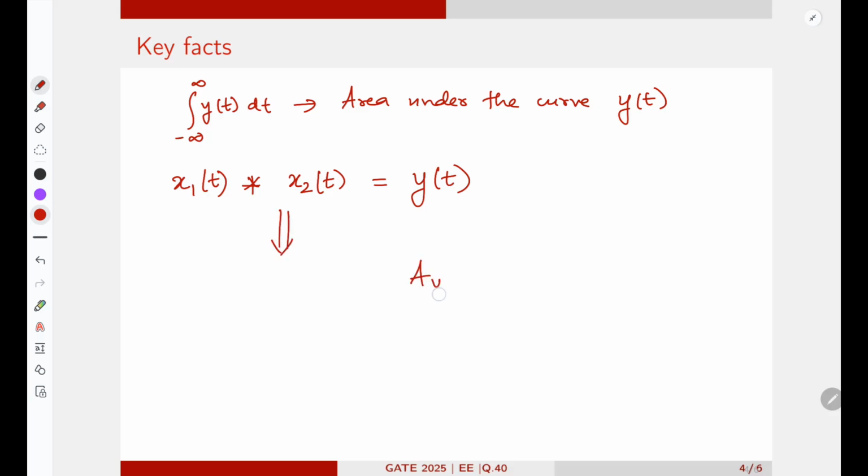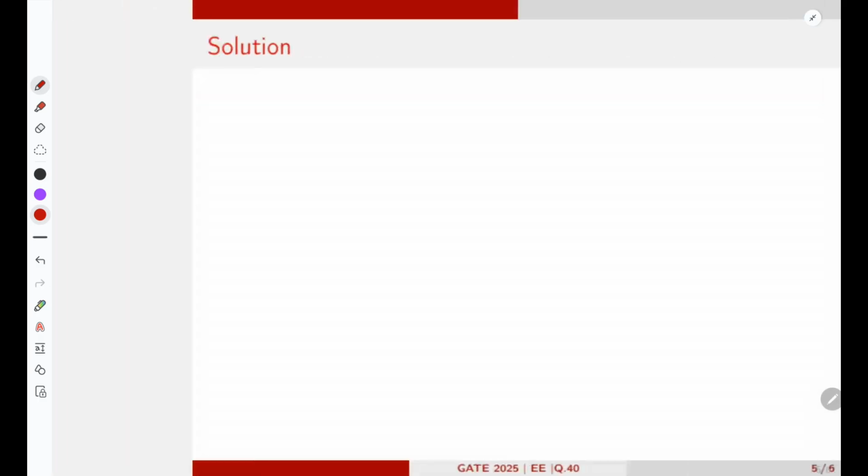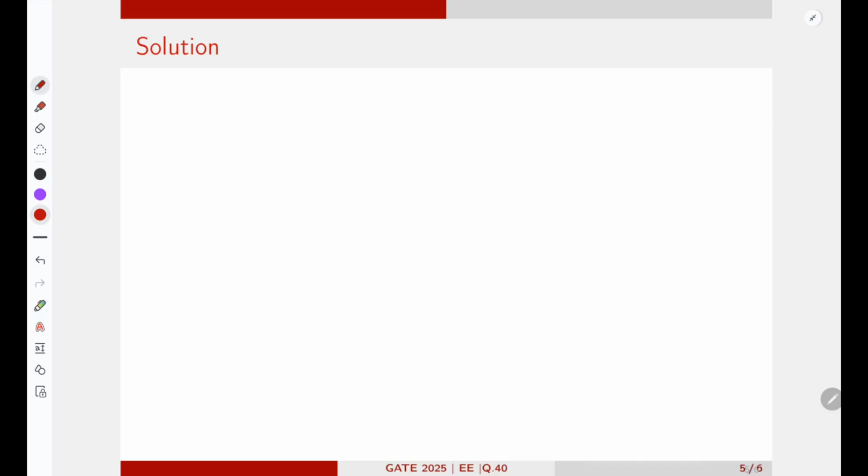Area under the function curve y of t is nothing but area under the function x1 of t multiplied by area under the function x2 of t. So this is the area property of the convolution sum. Now let us see how we can solve this question.